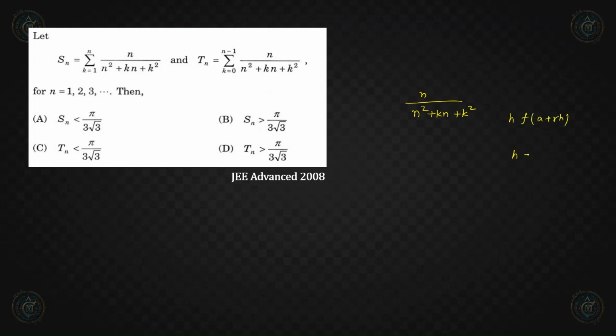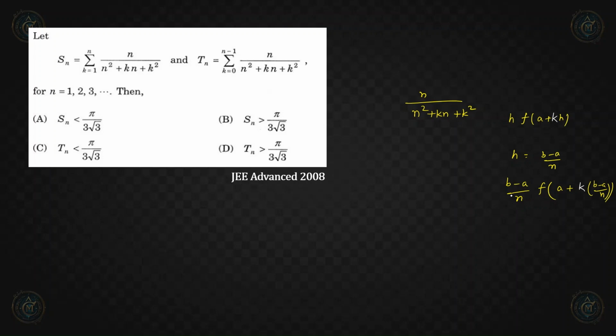What is h? h is equal to (b minus a) divided by n, right? So (b minus a) divided by n times f of a plus r times (b minus a) divided by n. Okay, so we can see here this r is playing the role of this k, right? So we can replace this with k. Okay, so here we have to somehow find this term, (b minus a) divided by n.